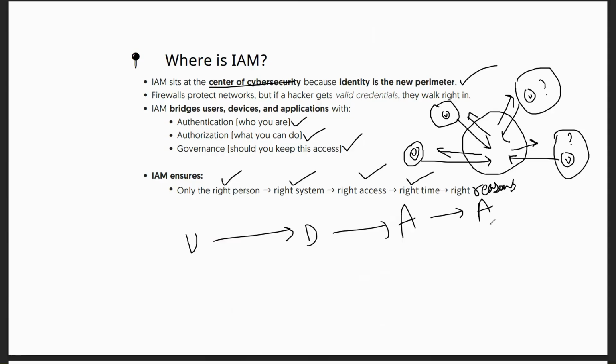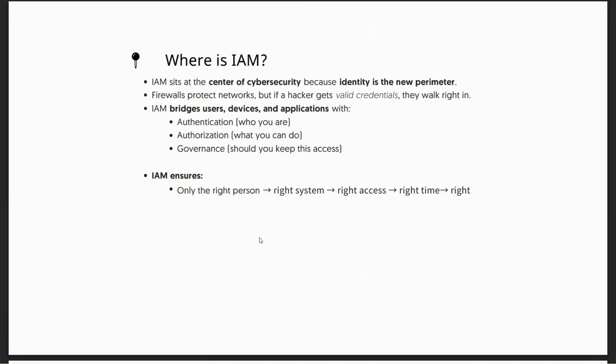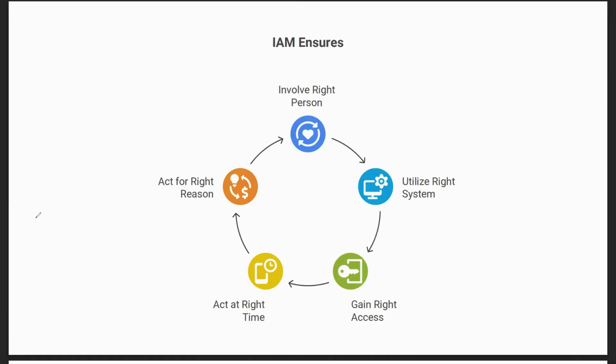If you have been given access to a finance application, there should be a right reason: you belong to the finance team, hence you have been given the access. You belong to the development team, hence you have been given a certain level of access. So let's move on. Again, summarizing this, IAM ensures that the right person uses the right system, and gains the right access at the right time for the right reason. And the cycle goes on. If anything breaks in between, let's say you give access to a wrong person, the outcome is a breach.